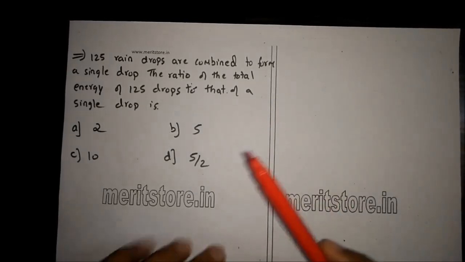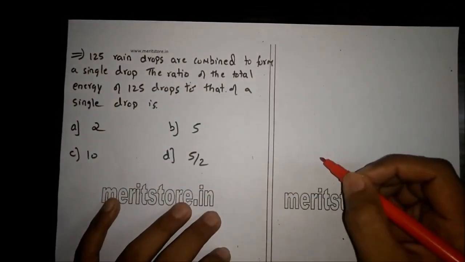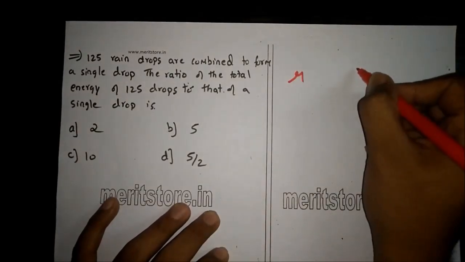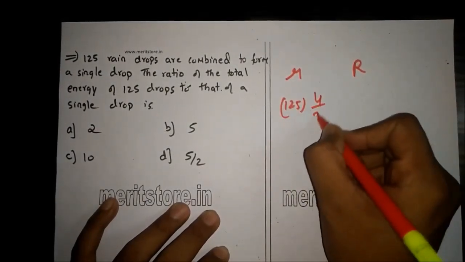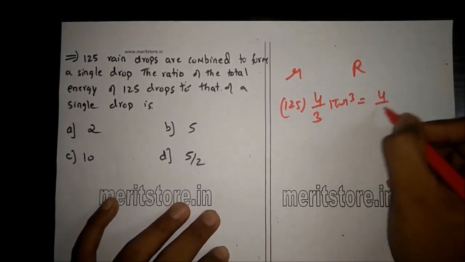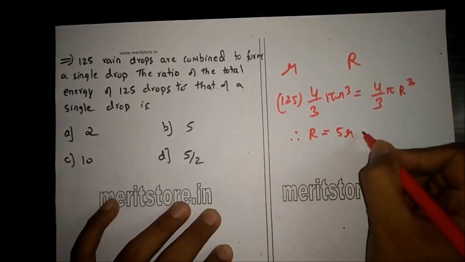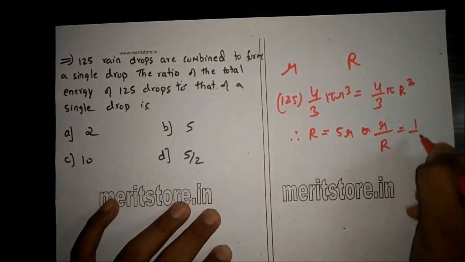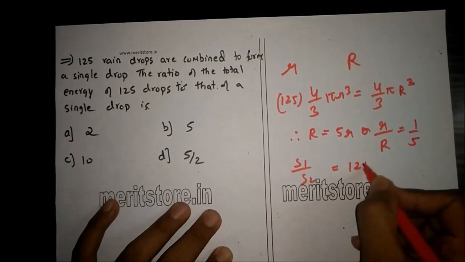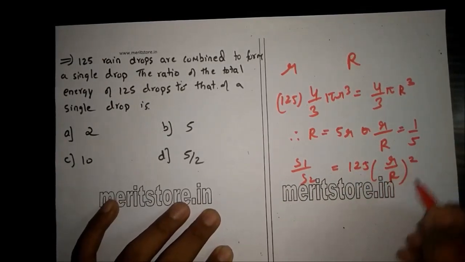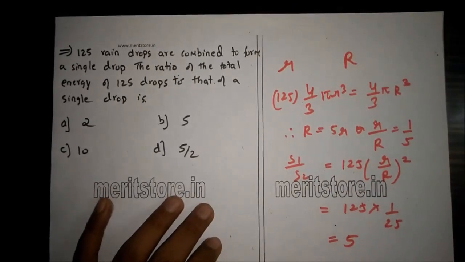125 raindrops are combined to form a single drop. The ratio of the total energy of 125 drops to that of a single drop is. Here are the options. Now let the radius of the small raindrops be r and the big raindrop formed be capital R. Therefore, 125 into the volume of the small raindrops is equal to the volume of the big raindrop. Therefore, R is equal to 5r, or small r upon capital R is equal to 1 by 5. Now, the ratio of the total energies S1 upon S2 will be equal to 125 into r upon R the whole square, which is equal to 125 into 1 upon 25, which is 5. Therefore, here the correct answer is option B.